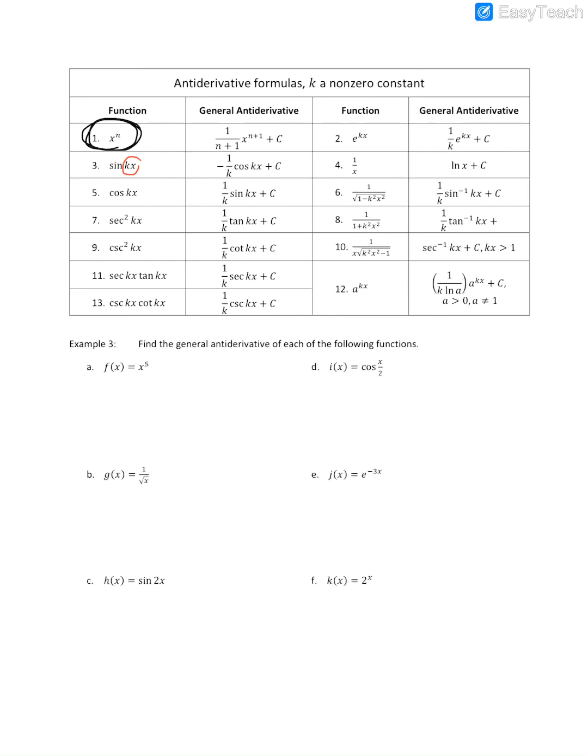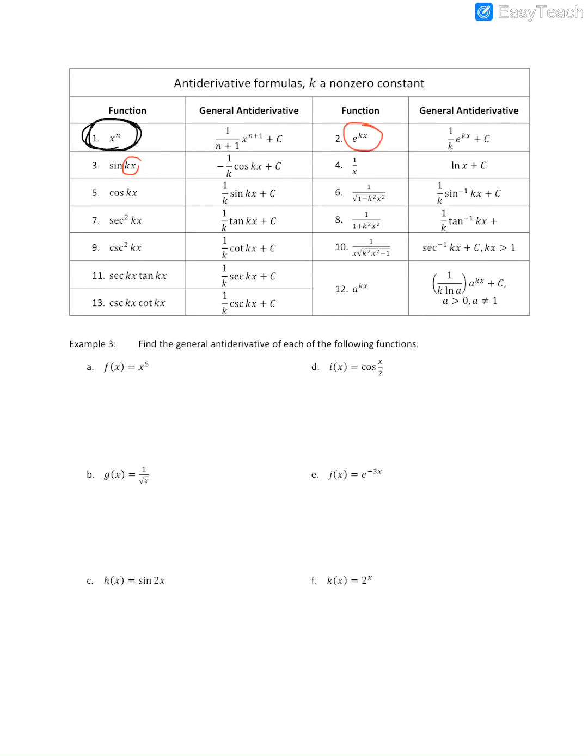We have cosine, secant squared, cosecant squared, secant tan. These are all things that we knew were derivatives. And now we're naming them as antiderivatives. Another good one to look at is the e one. You're keeping your e to the kx, but you are dividing by that k, to counteract.